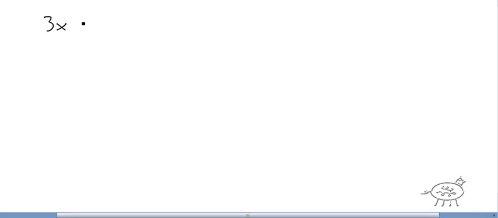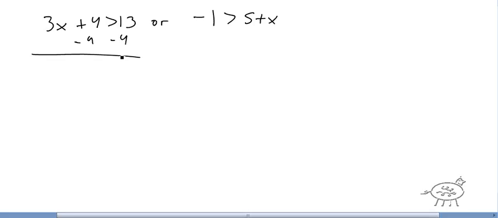3x plus 4 is greater than 13, or negative 1 is greater than 5 plus x. So subtract 4 from both sides. So 3x is greater than 9. Divide by 3. x is greater than 3.